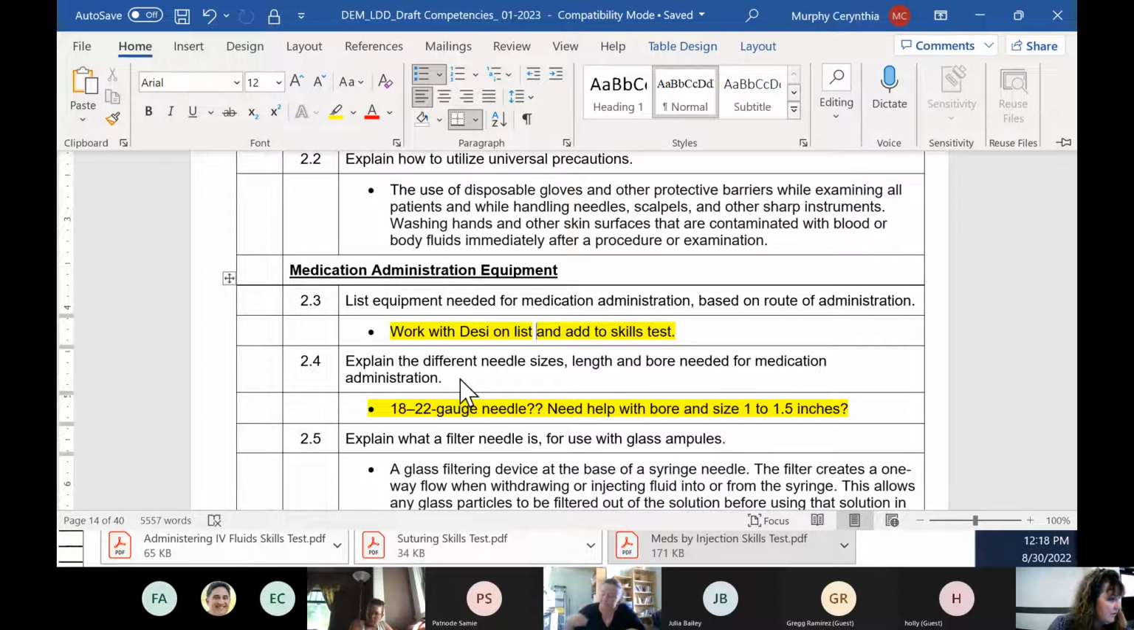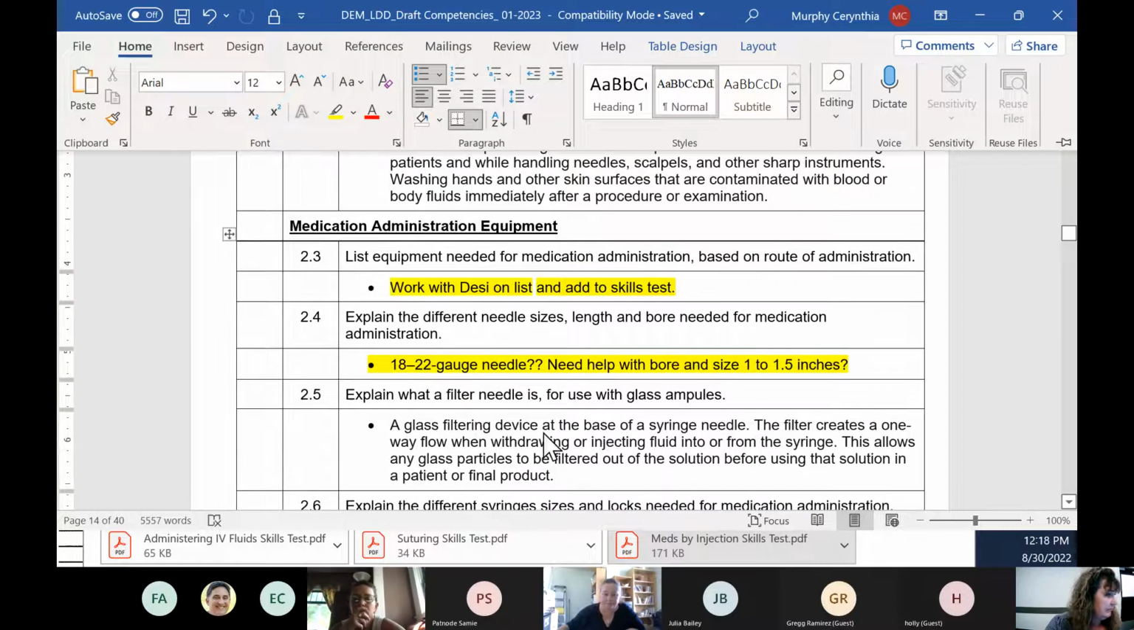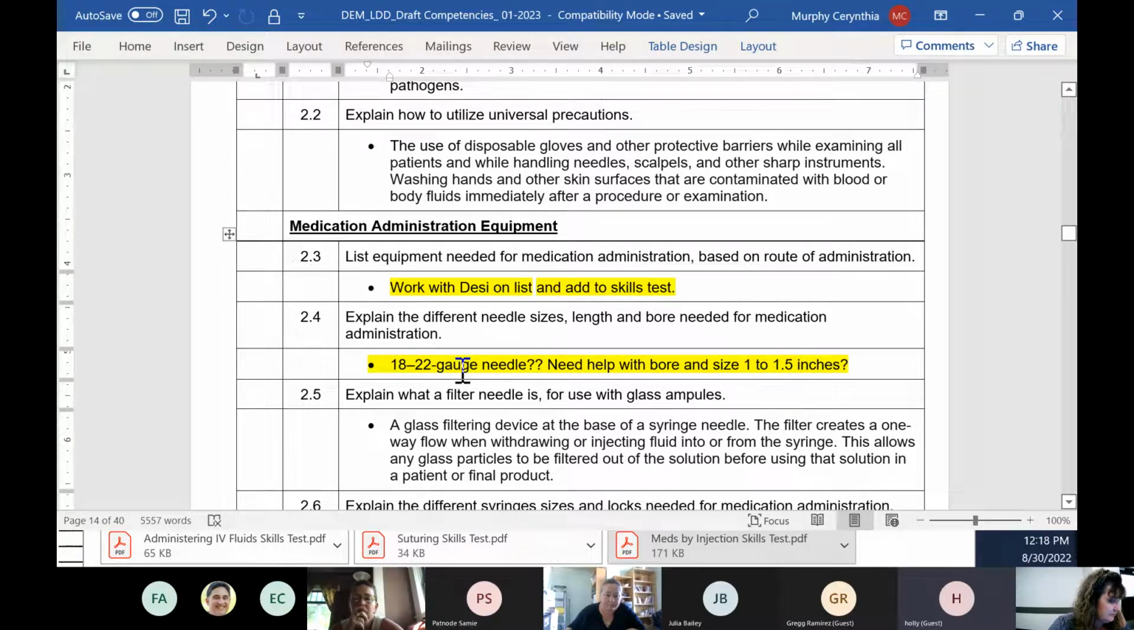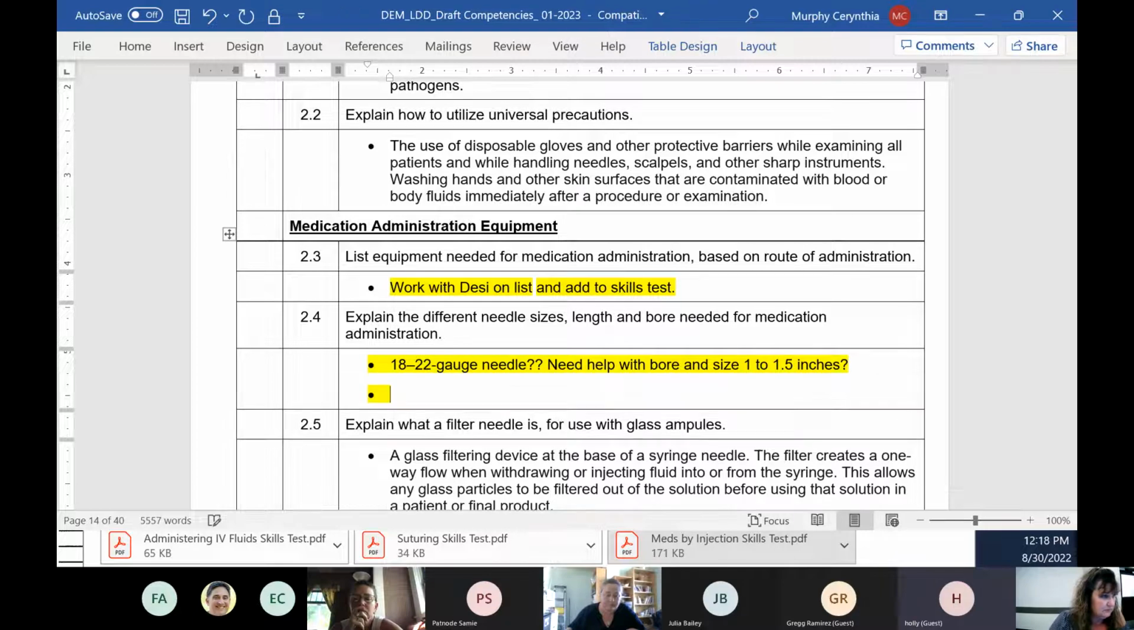Okay, 2.4. Explain the different needle sizes, length, and bore needed for medication administration. So again, it depends on how you're administering it, whether it's subdermal, sub-Q, or IM, or if it's obviously an IV. So that you're going to need help with from somebody. Are you familiar with this? Who are you asking? Greg? I bet Greg knows all about needle lengths, sizes, and bore. Very familiar. Greg, would you like to help me on this one? Sure, absolutely.